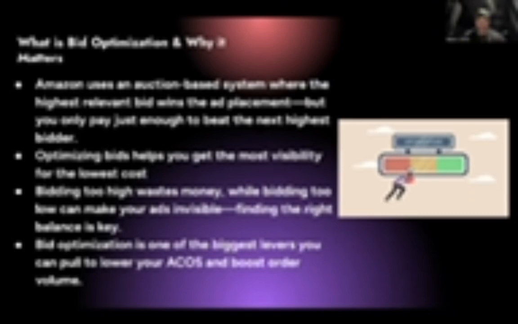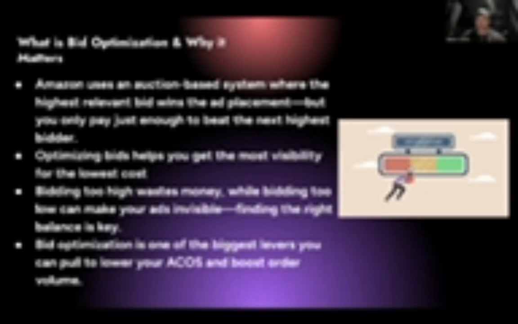And I think that's a big misconception sometimes. When you see something like fixed bids, you would assume that, oh, I'm going to bid $2 every time, but no, you're just bidding just enough. It's an auction-based system. So the highest relevant bid. Okay. Optimizing bids is going to help you get the most visibility for the lowest cost. Kind of ties into this. Bidding too high wastes money, while bidding too low can make your ads invisible. I really want to make this a point, find the right balance. It's all about balance.